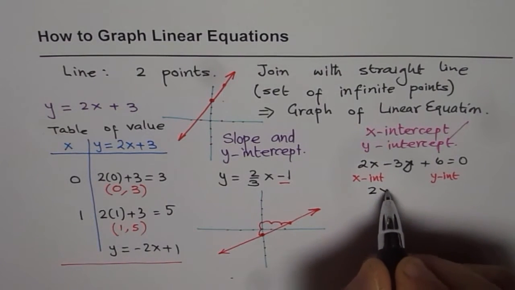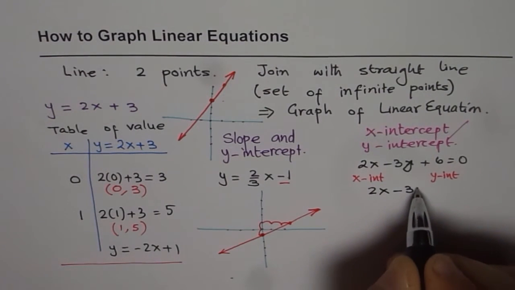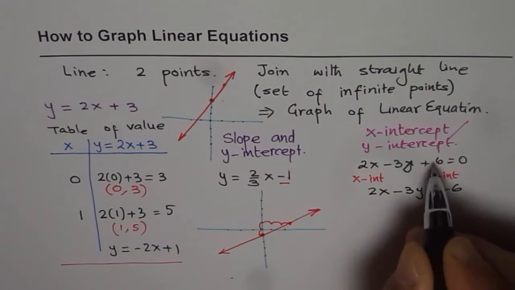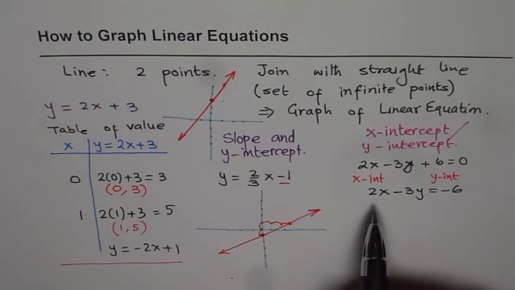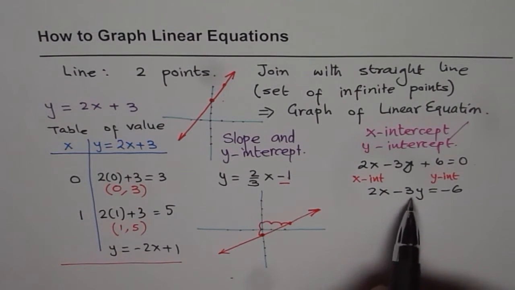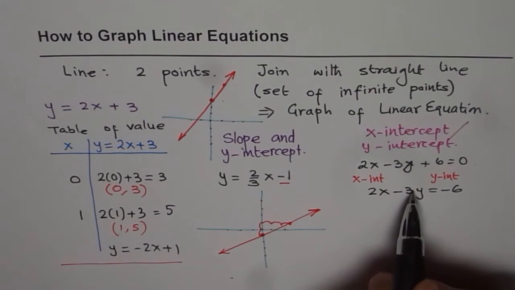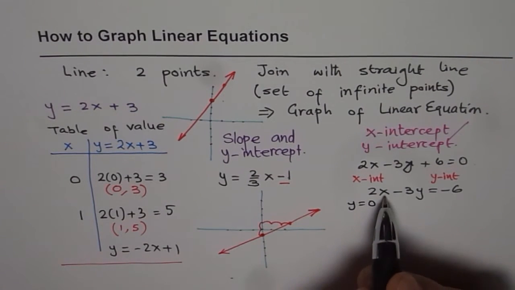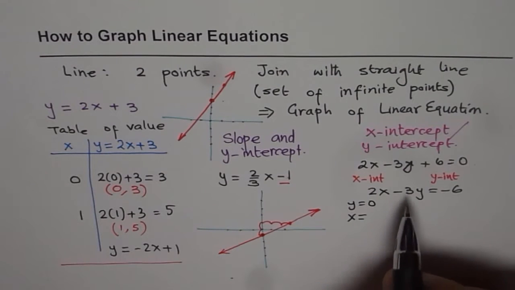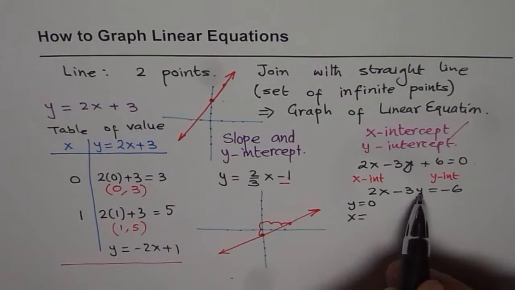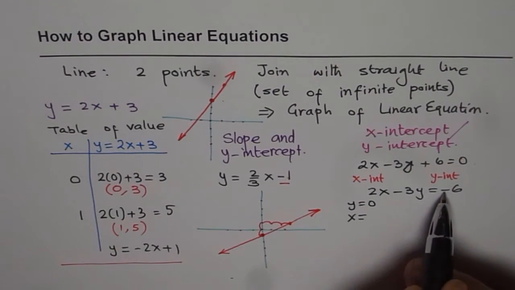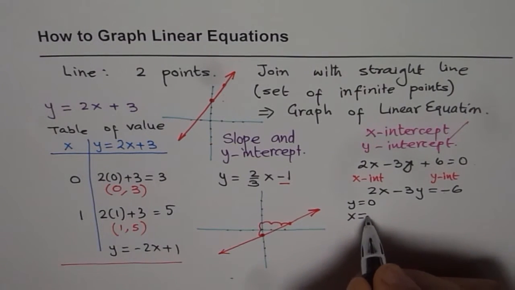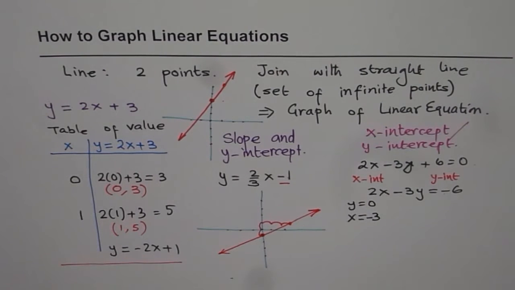So from this particular line, let's rearrange this. I'll write this line as minus 3y equals minus 6, taking 6 on the right side. Now, for the x-intercept, y is 0. So if y is 0, then minus 3y will be 0. So for y equals 0, x value will be equal to what? If you hide this, y is 0, you are left with 2x equals minus 6. When you divide minus 6 by 2, you get minus 3. So minus 3 is your x-intercept.